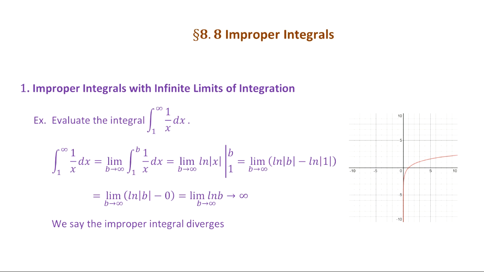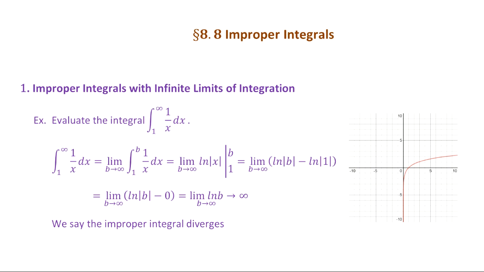Improper integral. So the way to do it, by definition, is to convert this problem to a limit. What you do is integrate 1 over x from 1 to b, and then take the limit of the answer with b approaching infinity. So it becomes a two-step problem. First, you integrate. The second step is you take the limit.